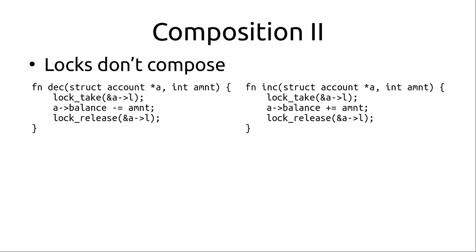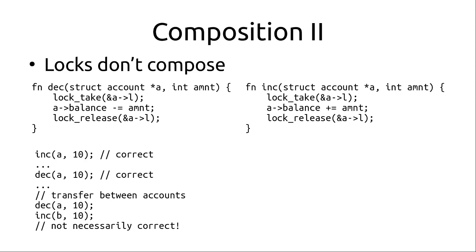So we have these two functions, decrement the amount in an account and increment the amount in an account. And we want this to be able to run across multiple threads, so we have a lock with each of those accounts, right? And we do the corresponding minus of some amount or plus of some amount depending on the function. And we know that inc called with 10 is going to work perfectly fine on its own. Dec on that same account with 10 is going to work perfectly fine.